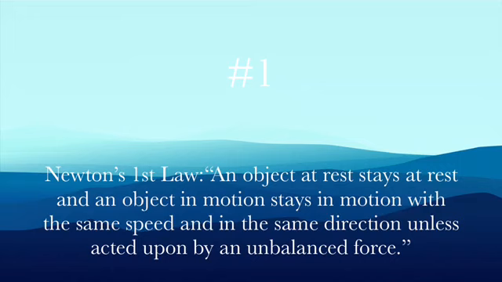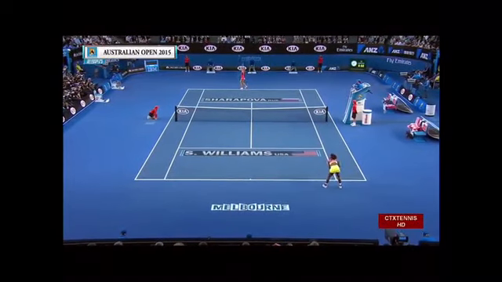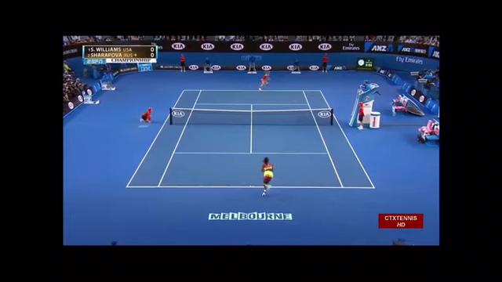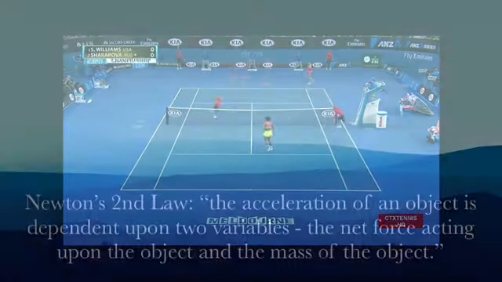Newton's first law states, an object at rest stays at rest, and an object in motion stays in motion with the same speed and in the same direction unless acted upon by an unbalanced force. When a ball is hit with a racket, it continues in a forward direction until outside forces, in this case air resistance and gravity, act upon the object to slow it down and bring it to the ground.